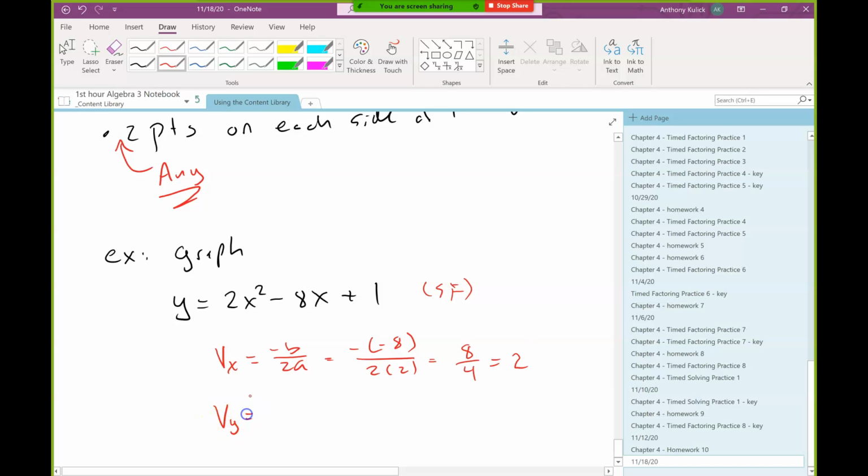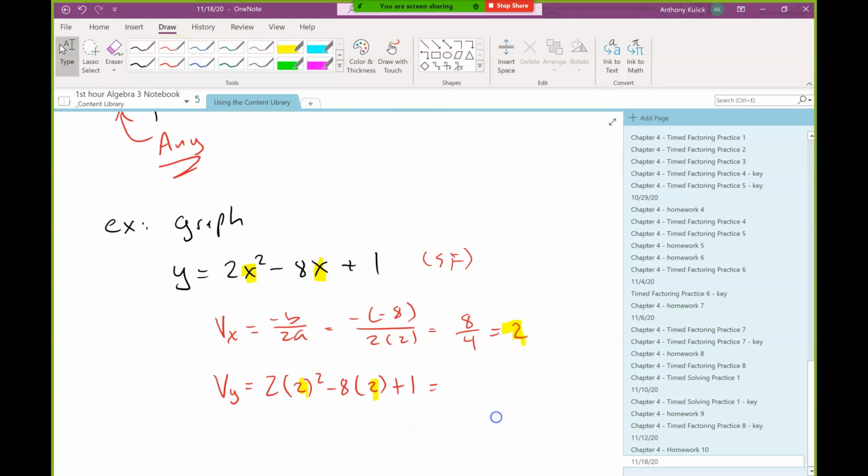To get the y-coordinate for the vertex, I'll call that Vy, all I'm going to do is plug 2 in for x into my function. So 2 squared is 4. 4 times 4 is 8... 8 times 2 is 16. 8 minus 16 is negative 8. And plus 1 more is negative 7. So there's my vertex: 2, negative 7.